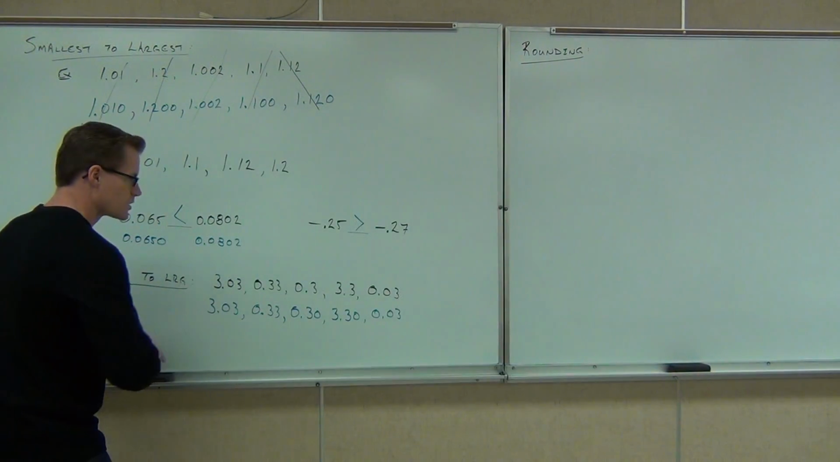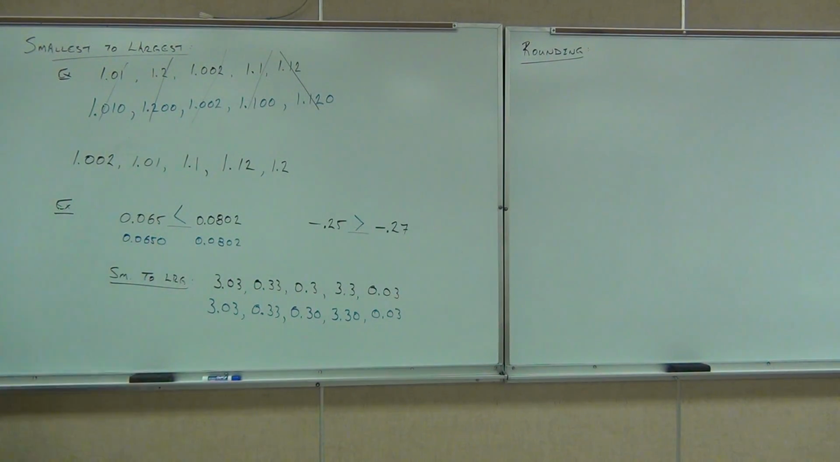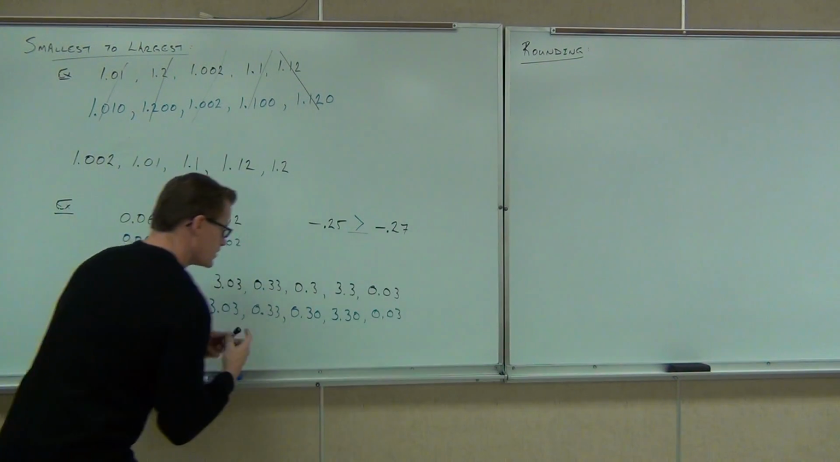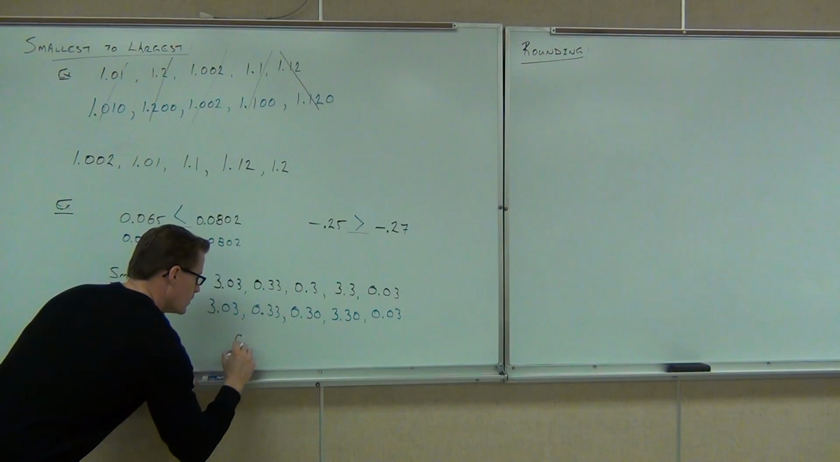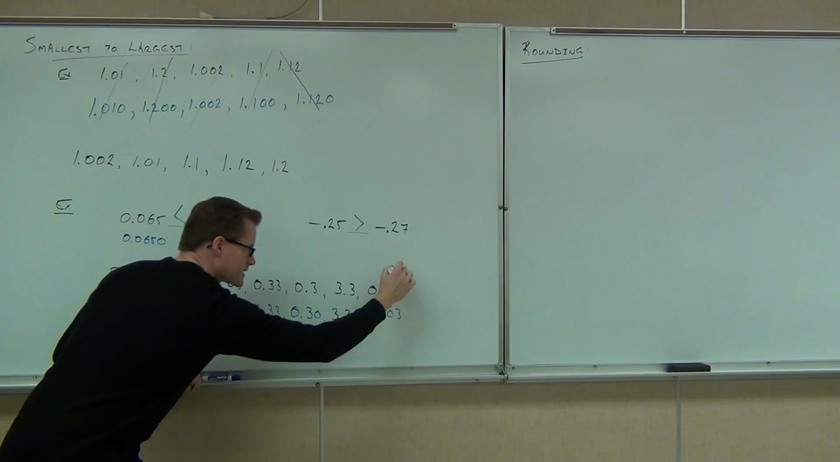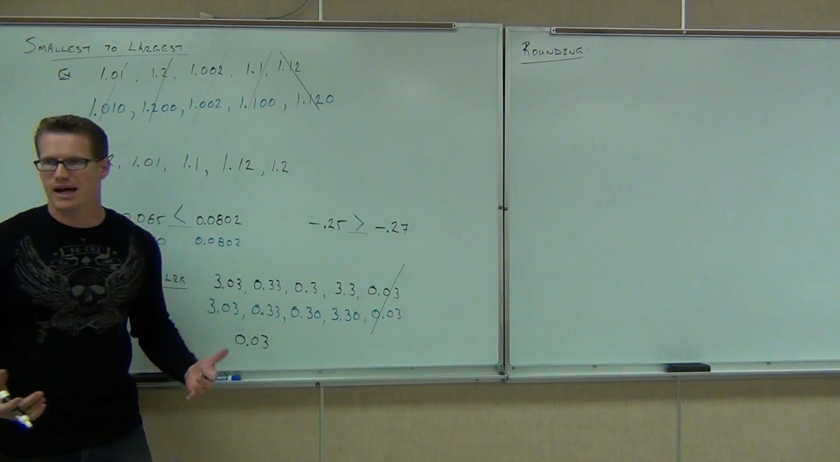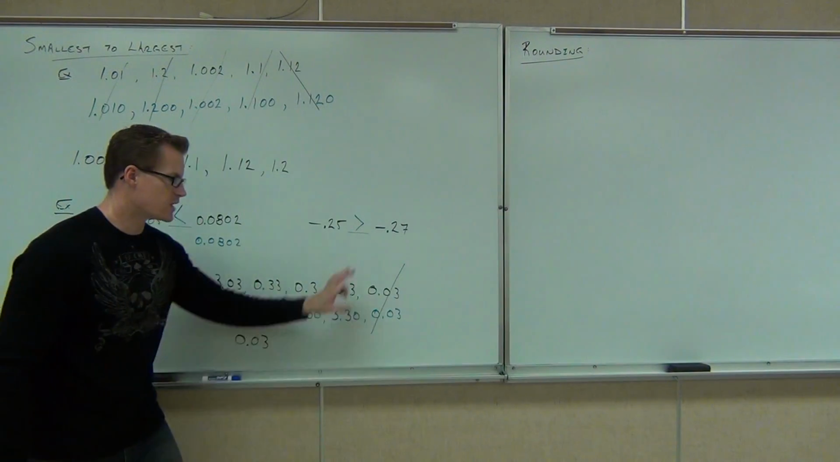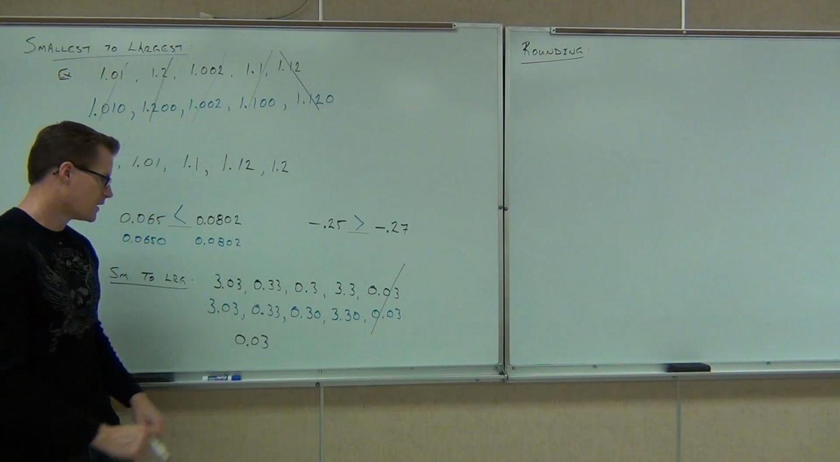So writing smallest to largest, I'm going to translate that back into the number that we originally had. So 0.03. I cross it out because I don't want to get confused with any of these numbers. I'm done with that one. I don't have to look at it anymore.